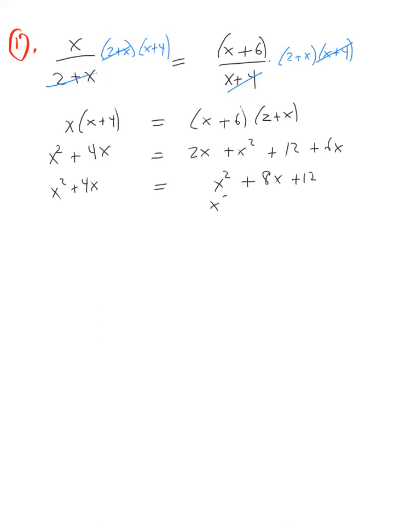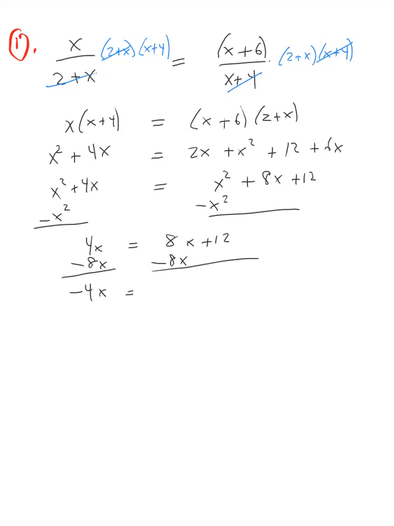Subtract the x squared from both sides. Then we're left with 4x equals 8x plus 12. Now subtract 8x from both sides. You'll be left with negative 4x equals 12. Divide by negative 4. We get x equals negative 3.